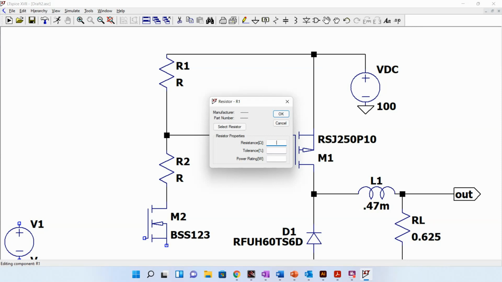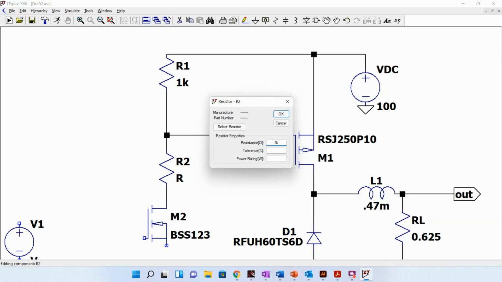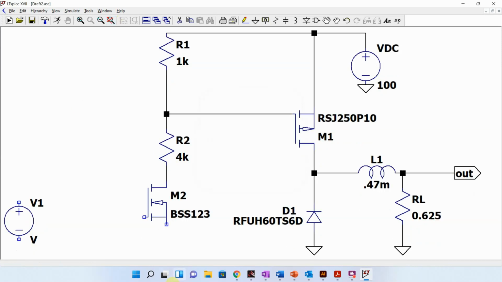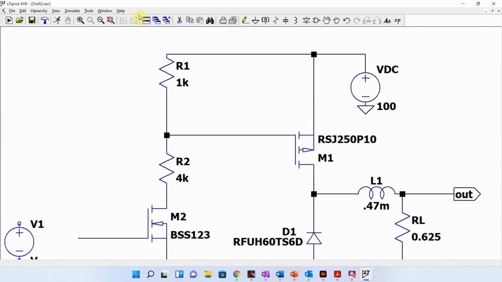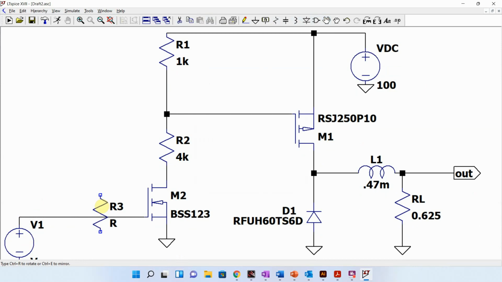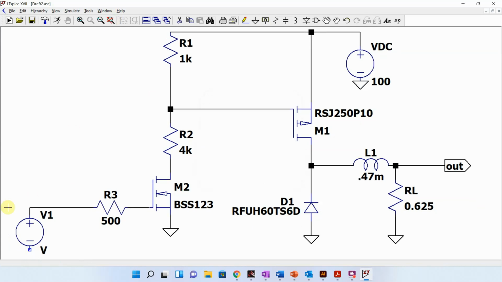So if I use a 1K and a 3K and a 4K, then that's going to switch it down. And we're going to put a resistor here to limit the current flow of our controller. So let's pick 500, should be good.